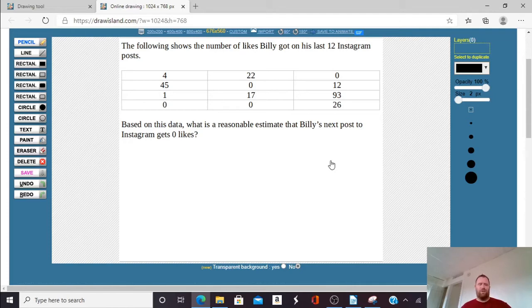Well, you'd think 0 likes on social media is a bad outcome, but in this case, I'm just going to focus on the good outcomes and the total outcomes, and I'm going to consider that 0 likes is a good outcome. Okay, so let's count the number of times he gets 0 likes. So that's 1, 2, 3, and 4.